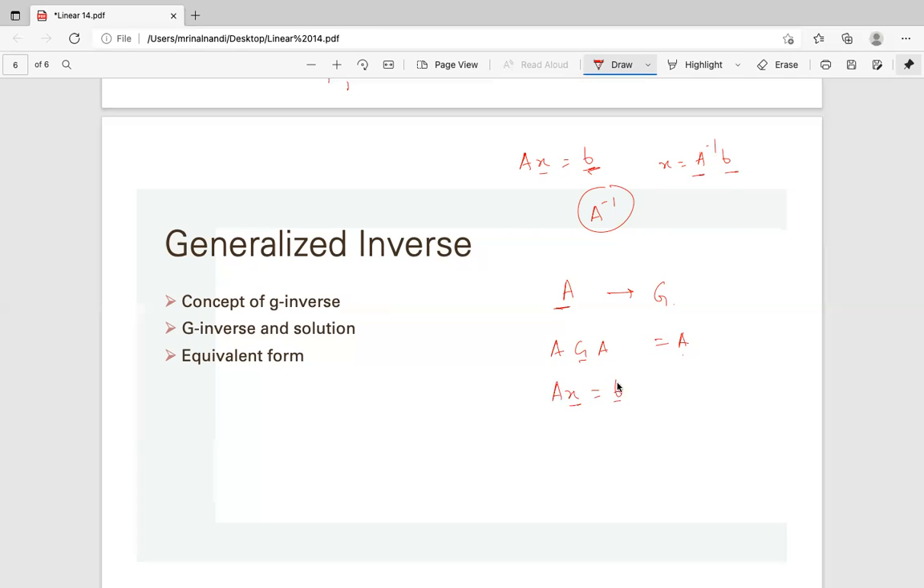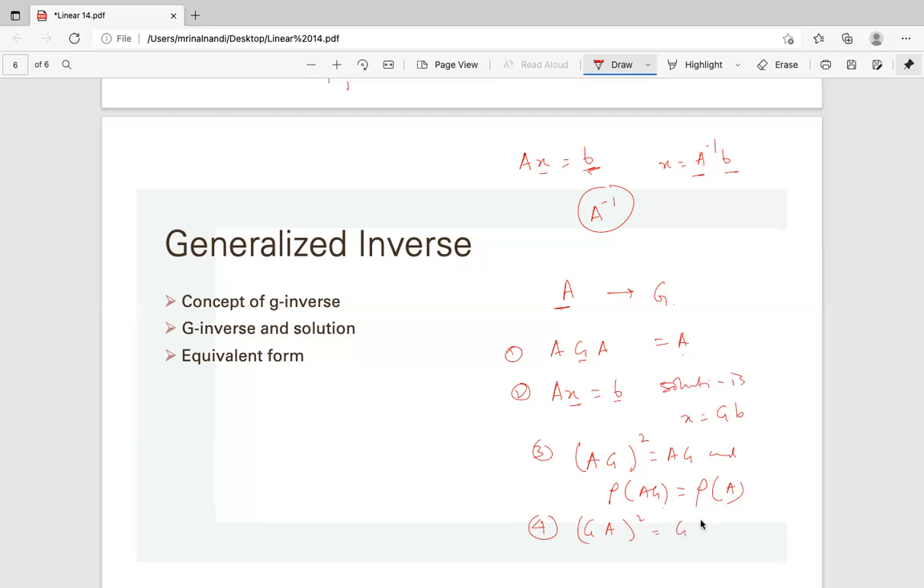And Ax equal to B has a solution. The solution is X equal to GB. And there are equivalent conditions. The third one: AG is idempotent, that means AG square equal to AG, and rank of AG equal to rank of A. We know rank of AG is always less than or equal to rank of A, maybe strictly less, but if rank of AG equals rank of A and AG square equals AG, then this is equivalent.